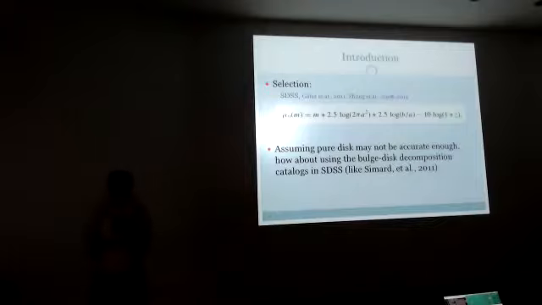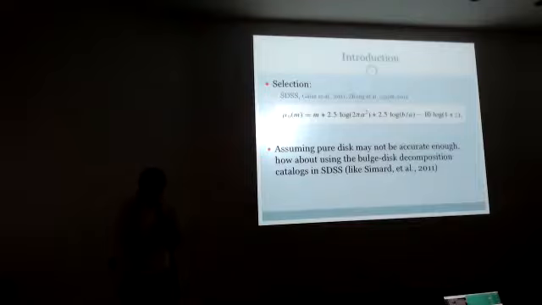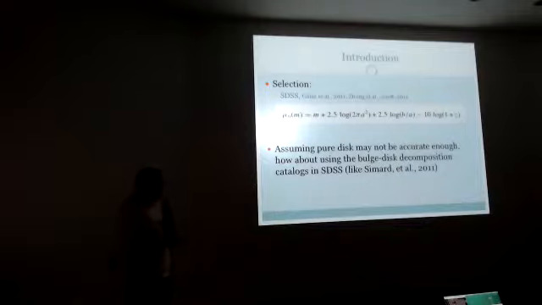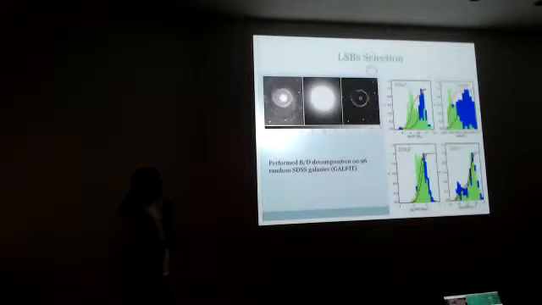Having seen that there are now available catalogs that have done this bulge-disk decomposition, we decided to look into the possibility of selecting low surface brightness galaxies from a large sample using these online bulge-disk decomposition catalogs from the SDSS. And we know that when you do these things on large samples, you could have problems.